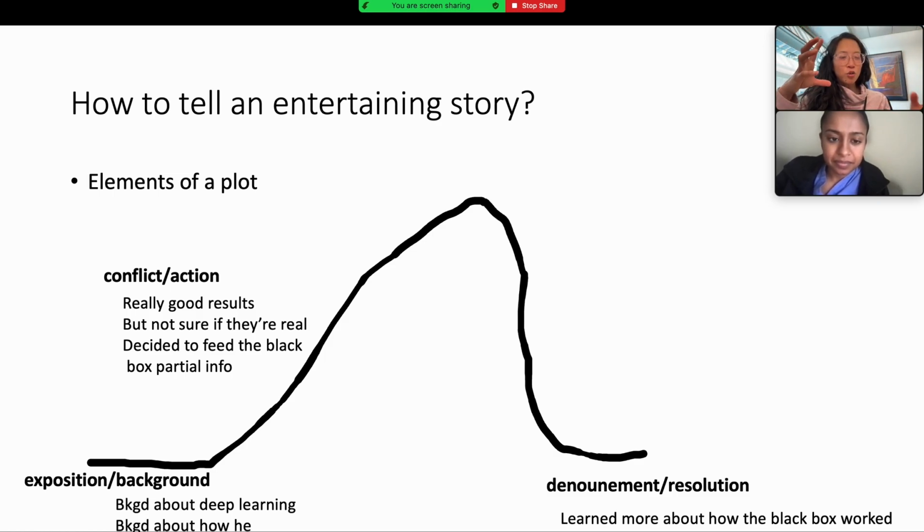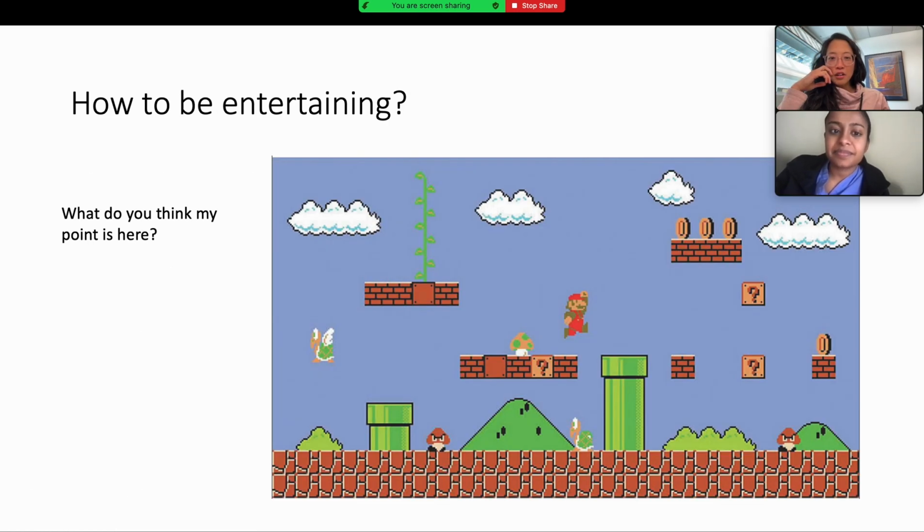And then the denouement or the resolution, which I apparently never learned how to spell in elementary school. I kept messing it up. But anyway, then he learned more about how the black box worked, and he was able to do all this other research in deep learning. Then we feel satisfied that our main character is doing well, he's succeeding. So that was an entertaining research story. Although at first, when you think, I'm going to have to listen to an hour about artificial intelligence, you might feel a little reluctant, but he really carried us through and the time flew by. So how else to be entertaining?